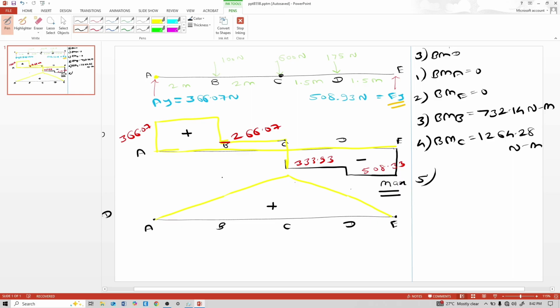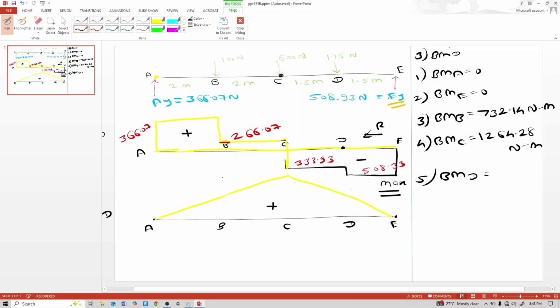Now calculate bending moment at point D. At point D, I calculate bending moment from the right side. And when we calculate bending moment from the right side, the bending moment value we take negative. If the value comes positive, then take negative. If the value comes negative, then take positive. So this E_y is anti-clockwise. Sign convention is similar: clockwise positive, anti-clockwise negative. E_y is anti-clockwise, so negative 508.93 into distance 1.5. So 763.395 is the value at point D from right.